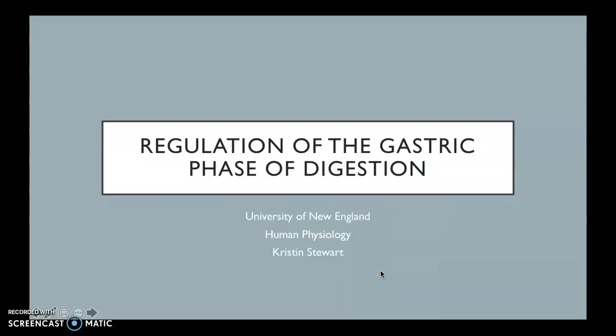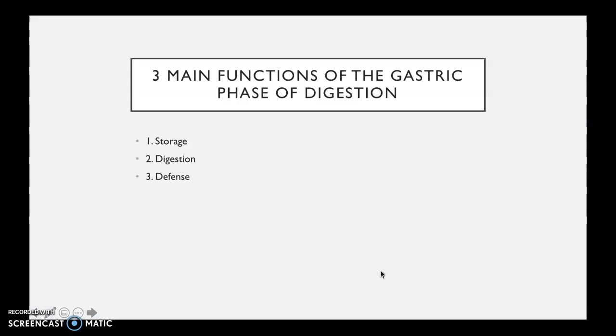Okay. I decided to do the regulation of the gastric phase of digestion. In my slideshow, I will go over each of these sections. It outlines the three major functions within the gastric phase of digestion and how each helps the regulation of digestion.